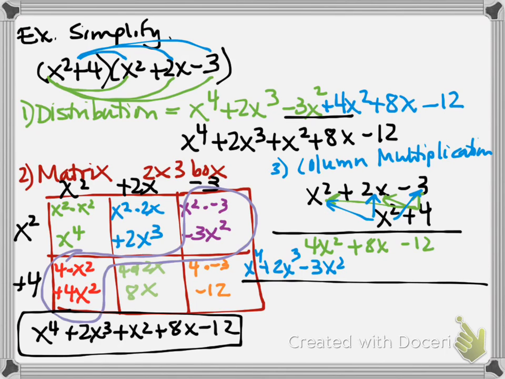And we add it all up, and we get x to the 4th plus 2x cubed. We had one overlap with a positive x squared plus 8x minus 12.